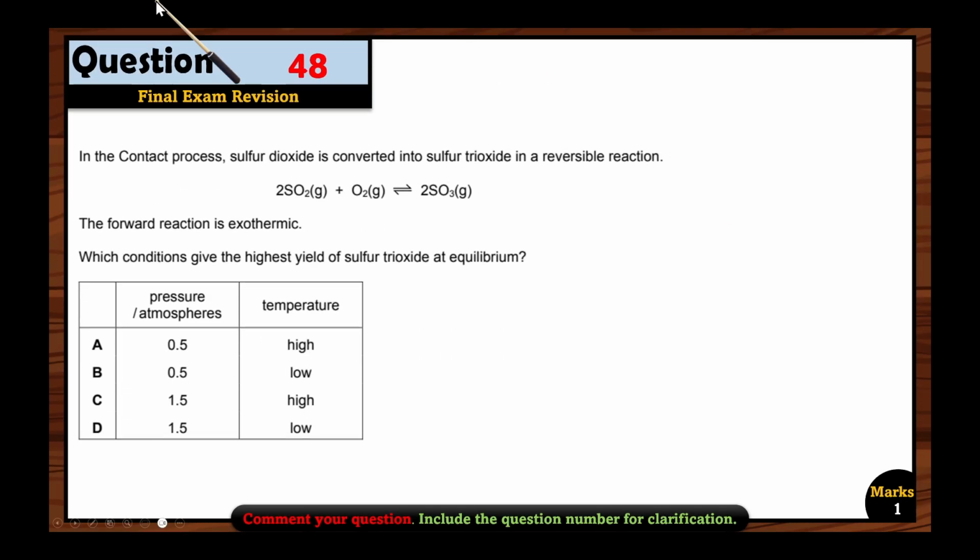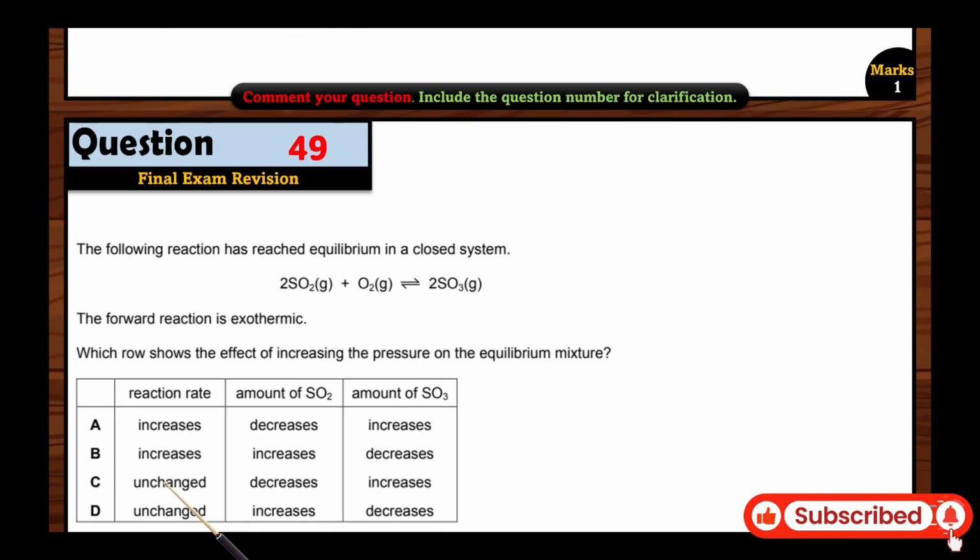Question 48. In the contact process, sulfur dioxide is converted into sulfur trioxide in a reversible reaction. The forward reaction is exothermic. Which conditions give the highest yield of sulfur trioxide at equilibrium? Again, if it's exothermic, only low temperature will help us get a high yield of sulfur trioxide. The pressure should be high, because we have fewer moles of sulfur trioxide. So high pressure will help the production of more sulfur trioxide. Which option has high pressure? Of course, option D. So high pressure and low temperature will help this reaction, and option D is the right option.